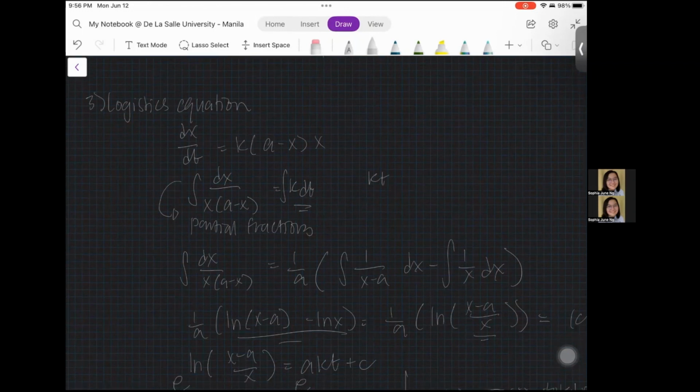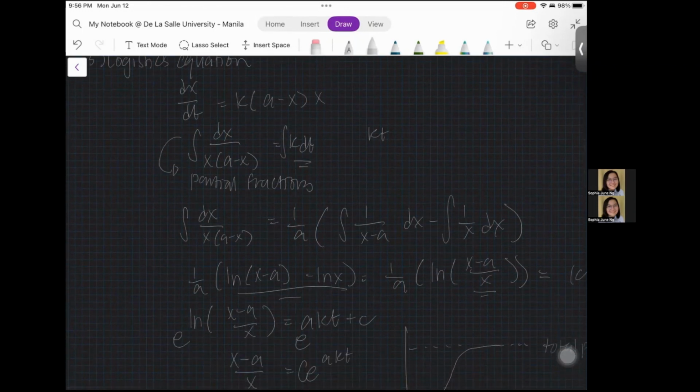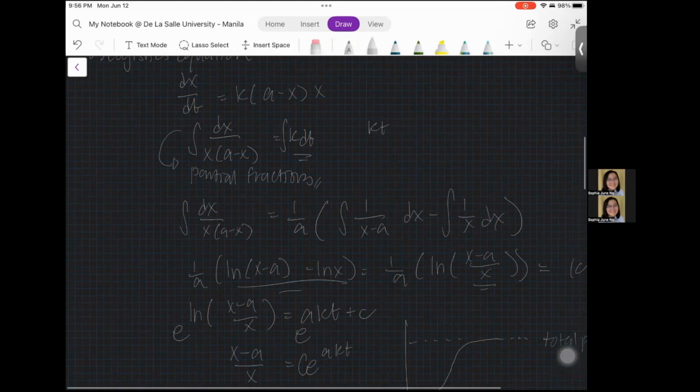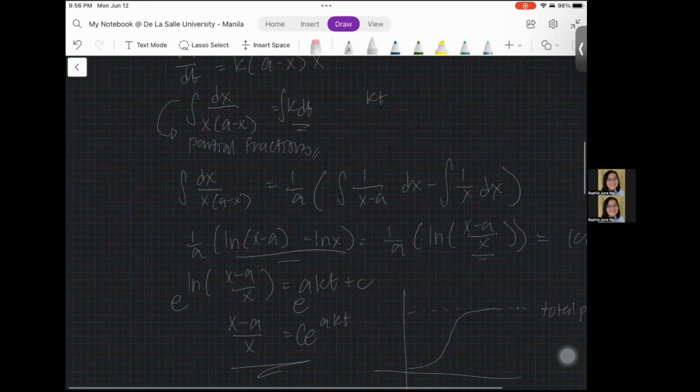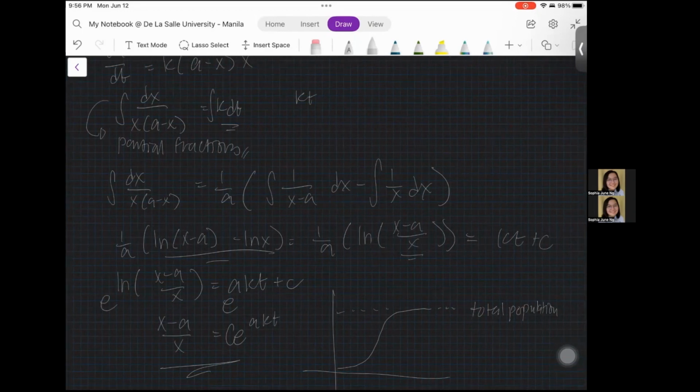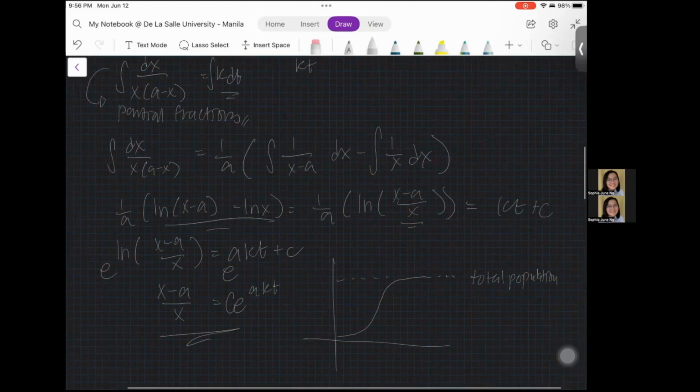Like I mentioned a while ago, this one takes into consideration the population. The first difference between this one and exponential growth is that you will have to do a partial fraction decomposition once you integrate this side of the equation. As you can see here, I already wrote the integration, so just take a look at it. This should be the equation you end up with after integration.